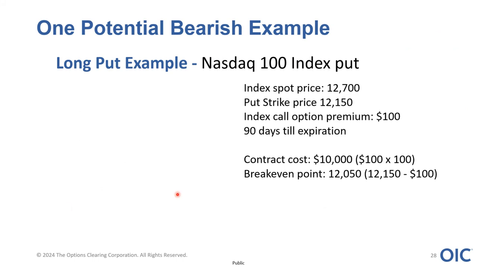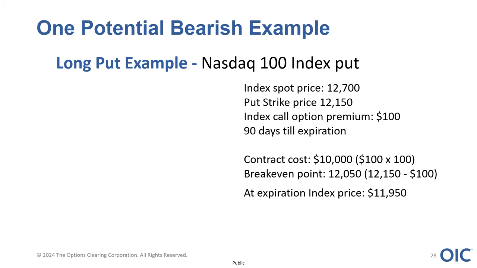The break even here is going to be calculated similarly, but in the opposite direction. It's your actual put strike minus the $100 that you paid for the option. 12,150 minus 100 gets you to a break even of 12,050.